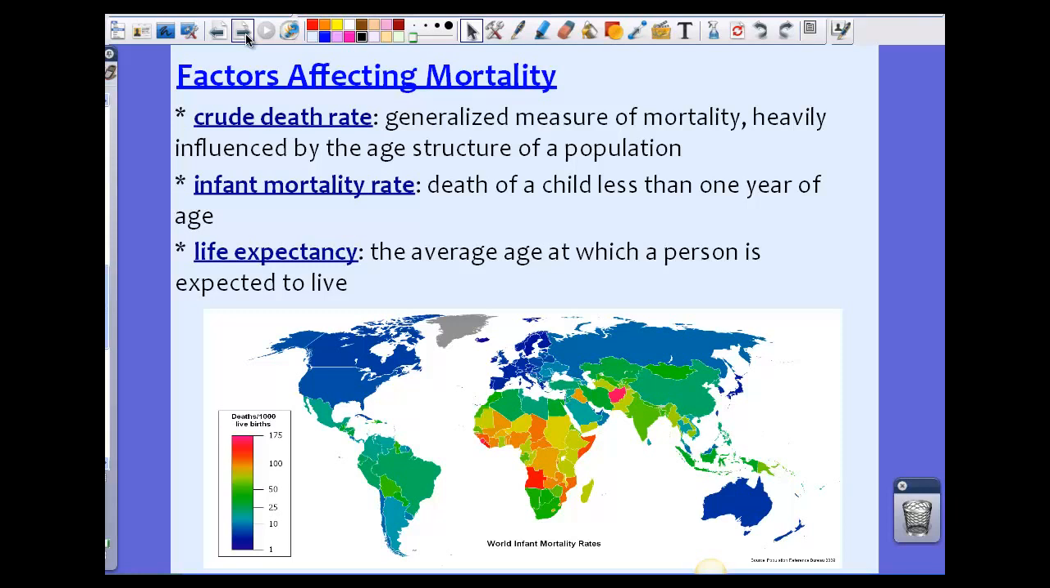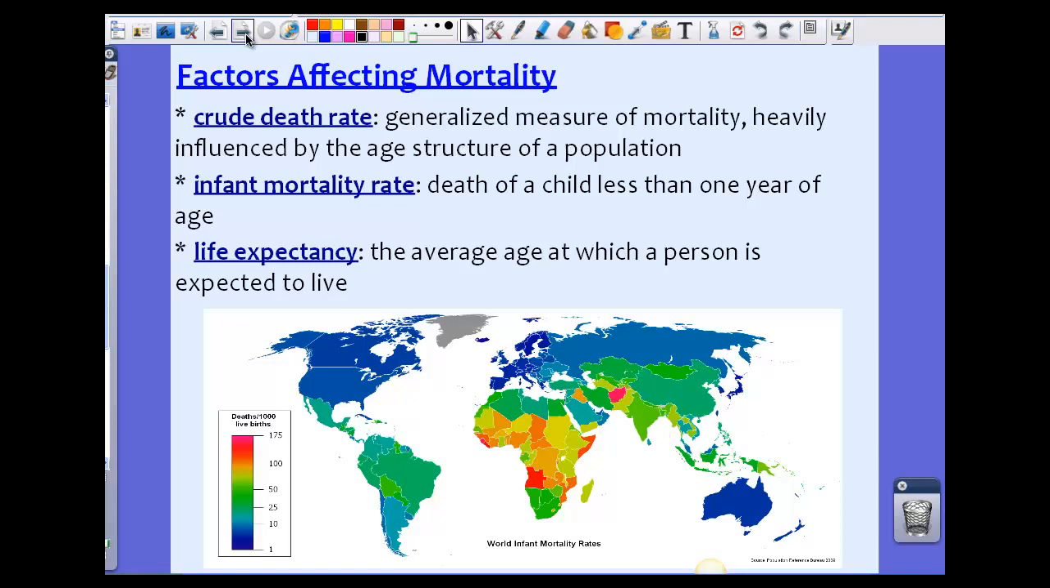Let's take a look at the factors affecting mortality. Once again, here are a couple of definitions for you. The crude death rate, kind of like the crude birth rate, is just a generalized measure of mortality, and it really is heavily influenced by the age structure of the population. So it's a generalized measure. It's not exact. It's sort of, okay, these people are older, based on their birth rate and their infant mortality rates, this is what we think the death rate is going to be.